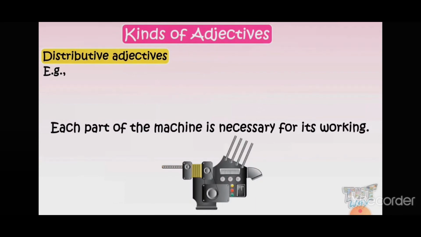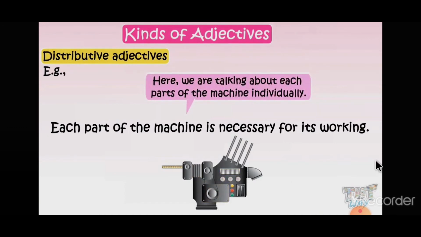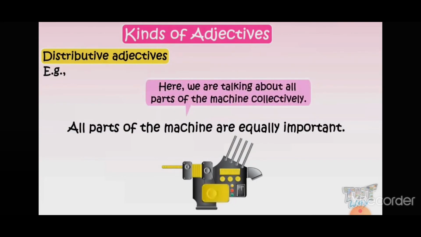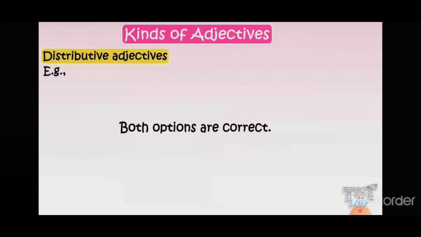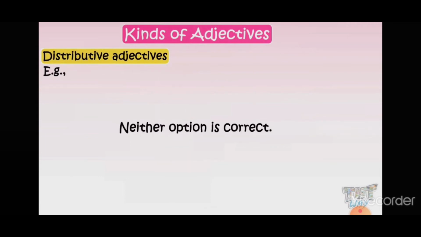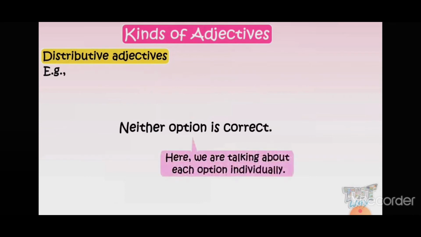Each part of the machine is necessary for its working. Here, we are talking about each part of the machine individually. All parts of the machine are equally important. Here, we are talking about all parts of the machine collectively. Both options are correct. Here, we are talking about two options collectively. Neither option is correct. Here, we are talking about each option individually.